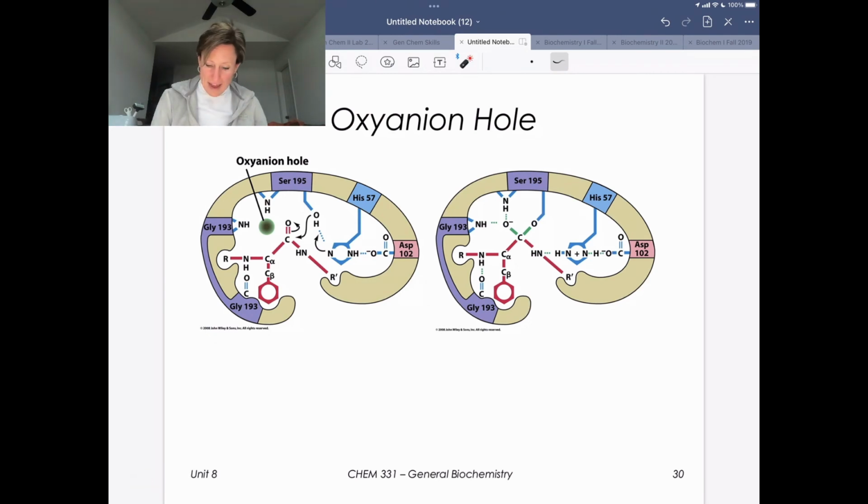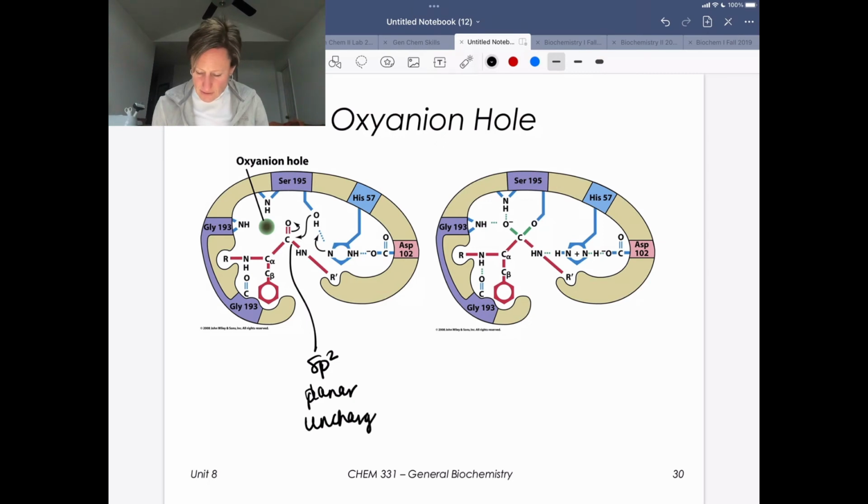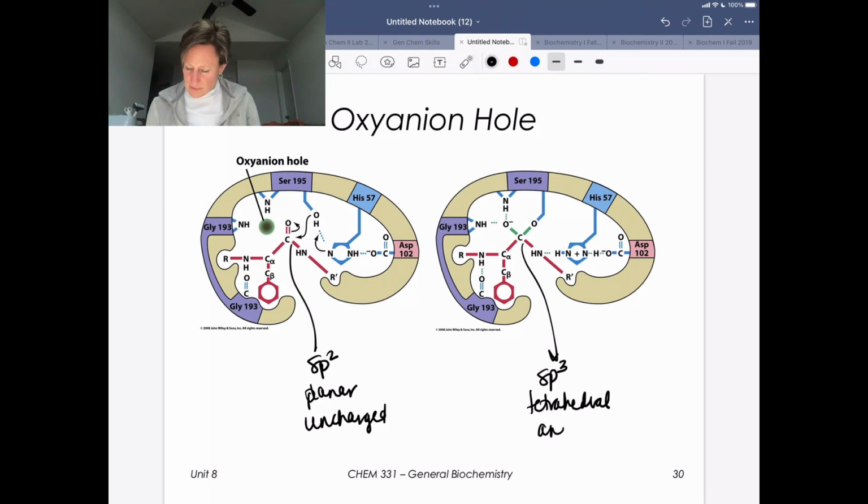Okay, so watch what happens here. I'm going to map on what we had on our previous slide. This is sp2 hybridized. It's planar, and it's uncharged. When we form our tetrahedral intermediate, this guy now becomes sp3 hybridized. It's tetrahedral in its geometry, and it becomes anionic. So how that is stabilized is by this oxyanion hole.